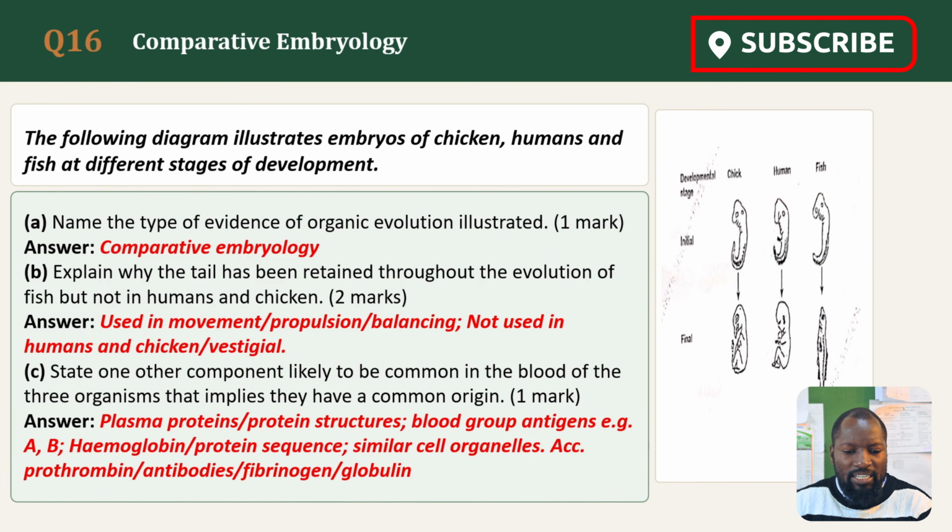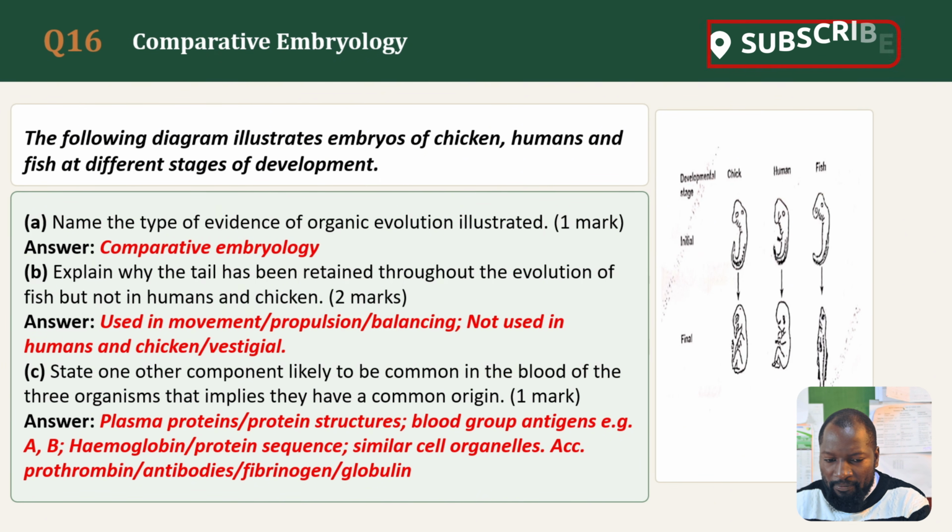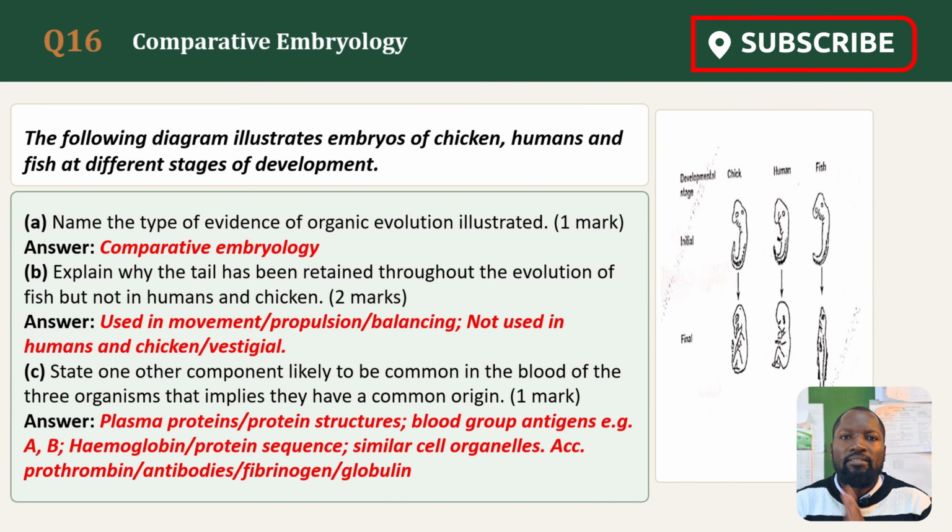So they're asking us to name the type of evidence of organic evolution illustrated in question 16a. And this one is comparative embryology. We are comparing the embryos of different organisms. Question B asks us to explain why the tail has been retained throughout the evolution of fish, but not in humans and chicken.